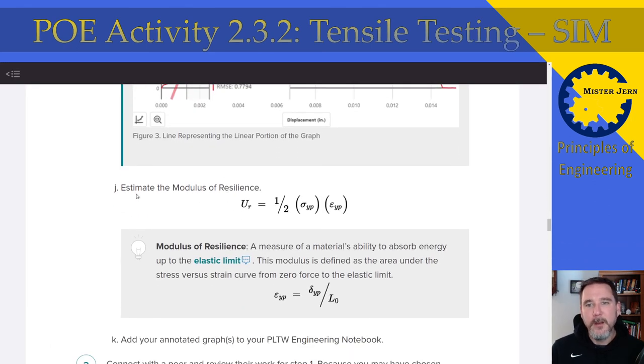Nice and easy. Computers are nice. Okay, now, letter J, modulus of resilience. The modulus is the capital U, resilience is the lowercase r. One half of the yield point stress, which you already calculated up above, divided by the strain at the yield point. So what is this? Well, look at this little box right below it. It's going to tell you how to figure it out. The strain at the yield point is how much it deformed at the yield point versus the original length.